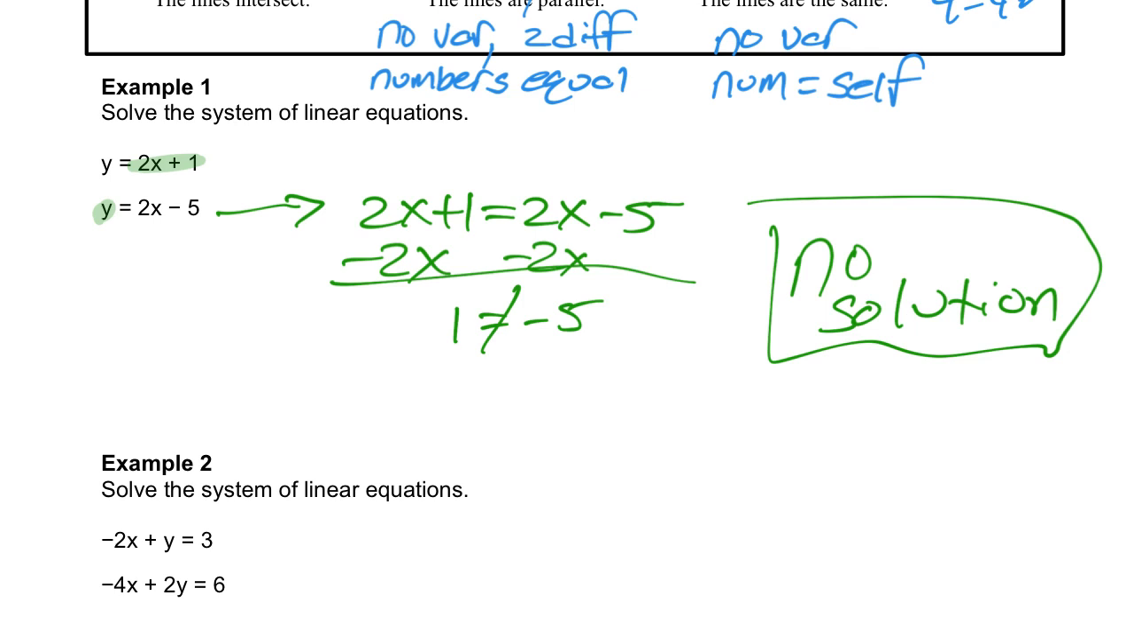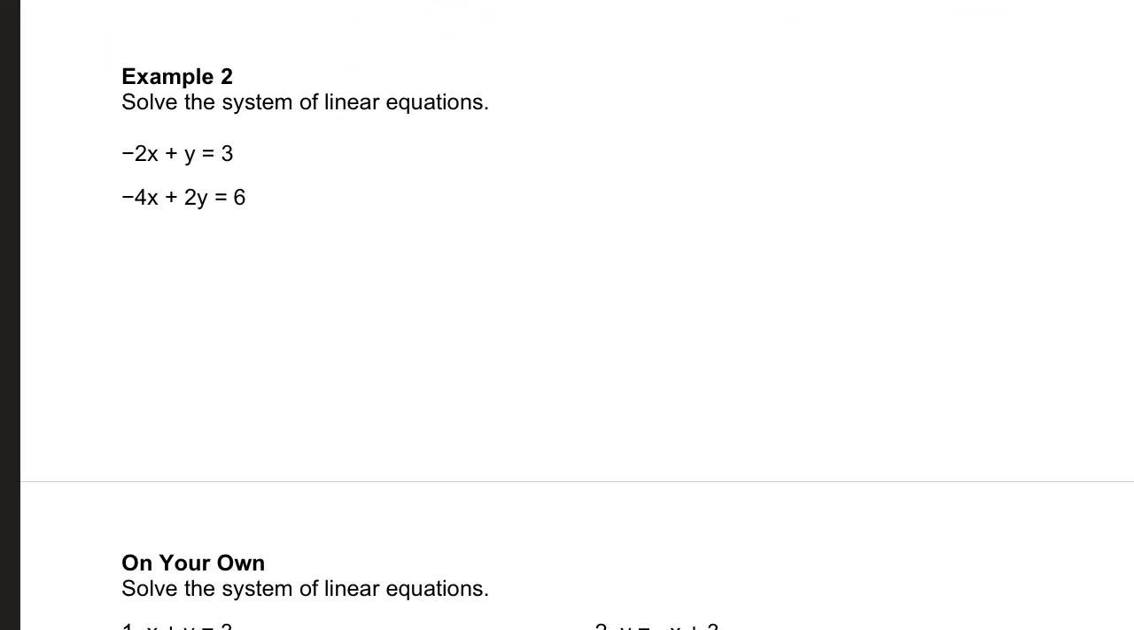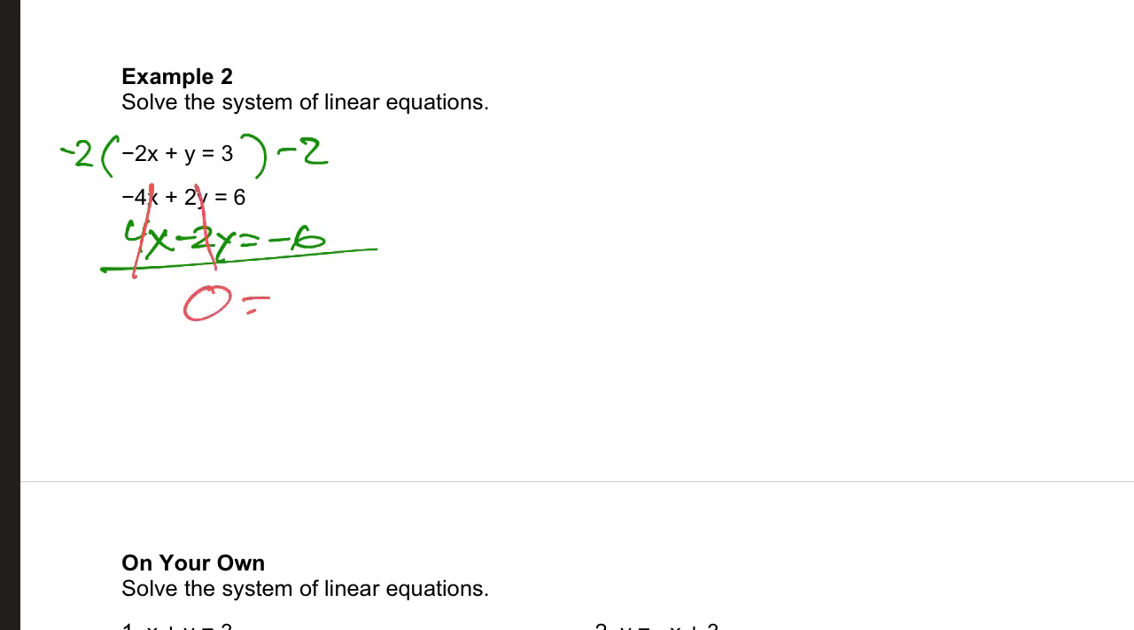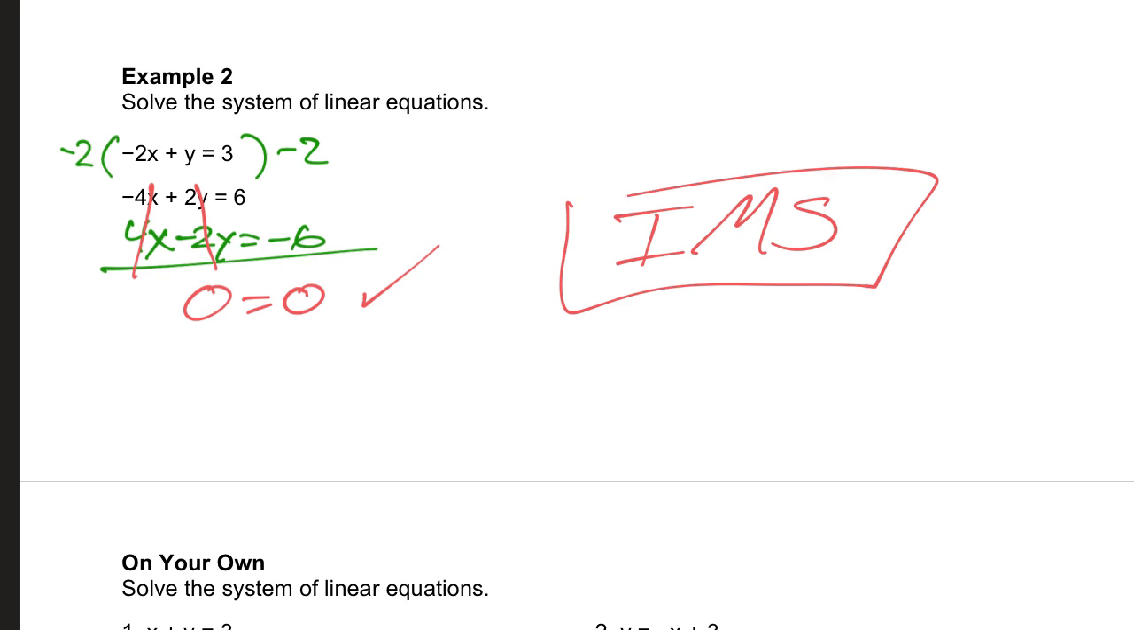Now, this next example, example 2, is one where we could do elimination. So on this one, I'm going to multiply this top by -2 on both sides. When I do that, I'm going to get a positive 4x, a -2y, and then a -6. When I line these up, notice my 4x's cancel, my 2y's cancel, and I get a 0, and then 6 minus 6 is 0. This is a true statement, which means we have infinitely many solutions.